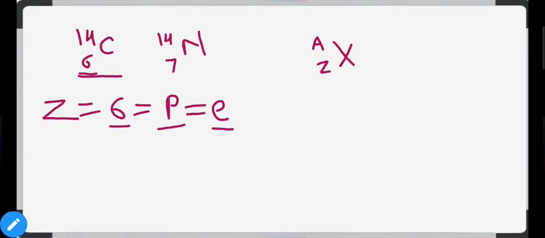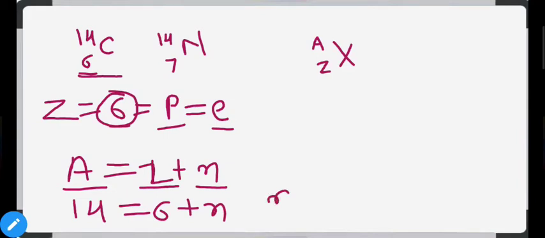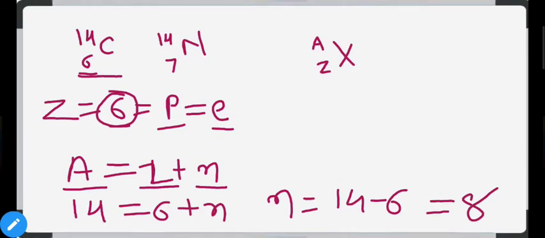Now what will be the number of neutrons? A, or atomic mass, represents Z plus N, that means the number of protons plus the number of neutrons. So the atomic mass for carbon is 14, and we know that the value of Z is 6, so 6 plus N, that means N is equal to 14 minus 6, which is equal to 8. So we can say that we have 8 neutrons in carbon.